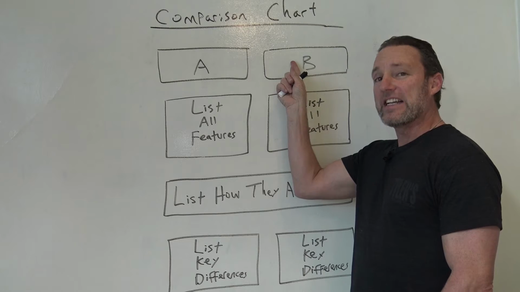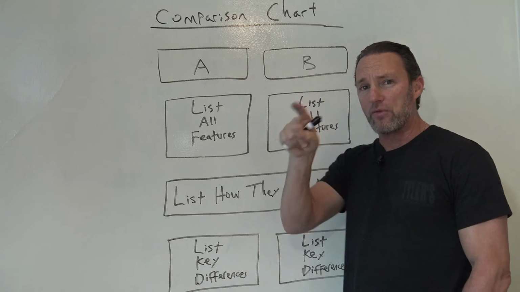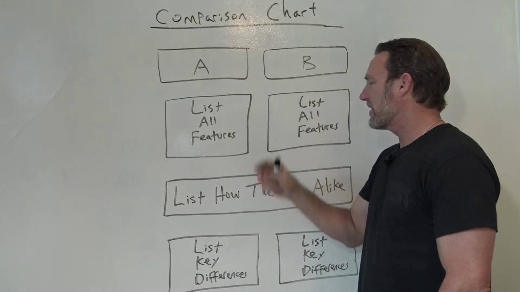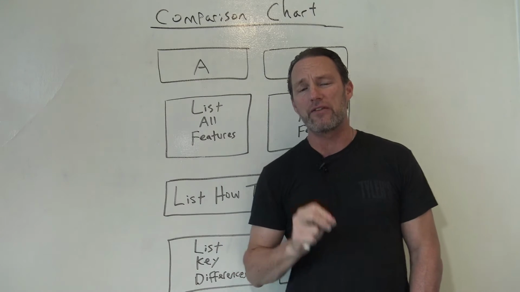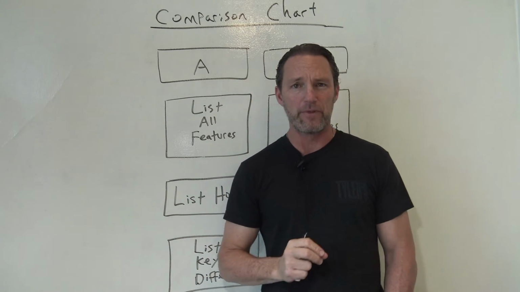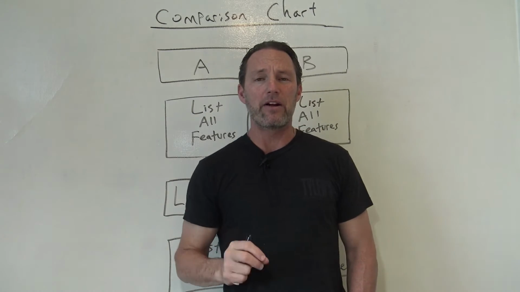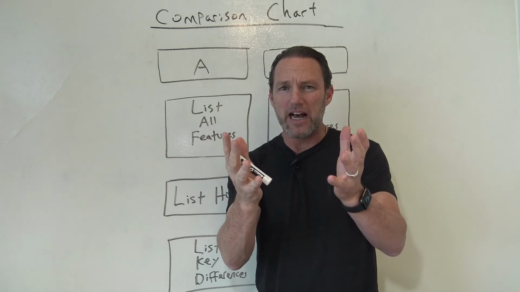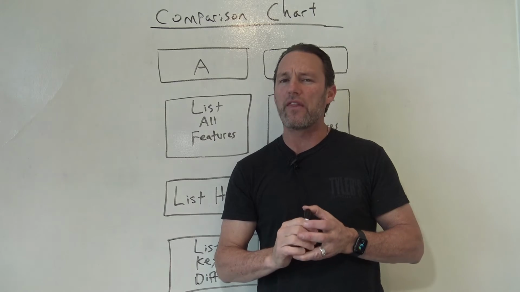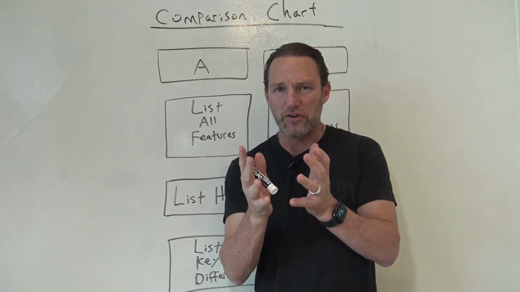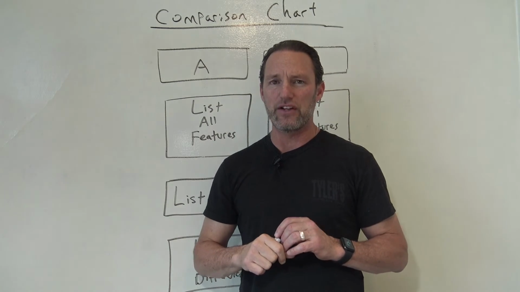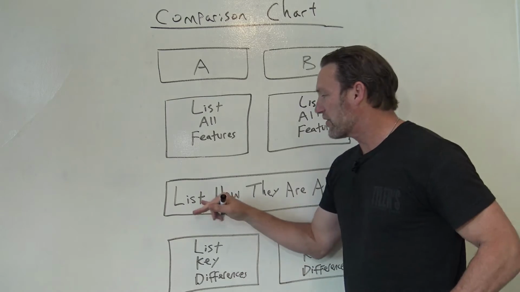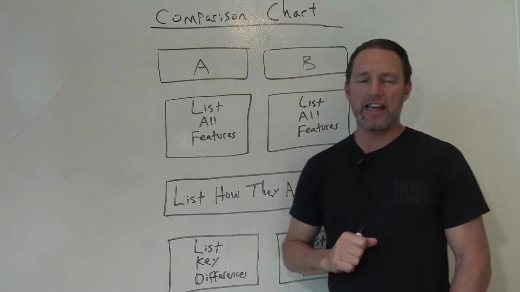If this is the ideal employee that you're comparing one of your employees to, you're going to list all of the features that you believe comprise the ideal employee. Or if it's a comparison of anybody, you're going to take some time and you're going to really observe and think, what are all of the features of that particular individual? Okay? Next, you're going to list how they're alike.